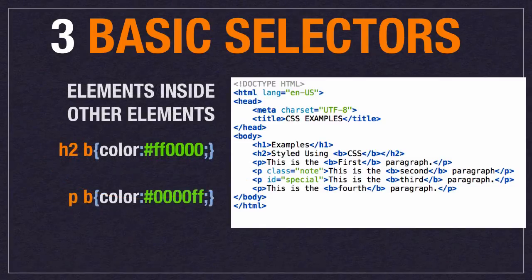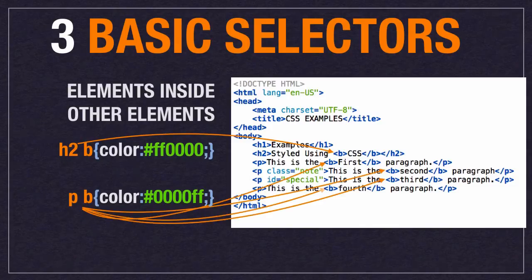Another thing that you can do is say, I only want to select this element if it's inside of another element. So the first one we see here, H2 space B, will only apply to B elements that are inside of an H2 element. All the other B's you see on the page, this rule doesn't apply to them. It only applies to that specific one because it's inside of an H2 element. That's the same here. P space B applies to these 4 B's inside of paragraph elements, and only those, not to the other H2 B before it. So it's just saying only style this element that's inside of another element.